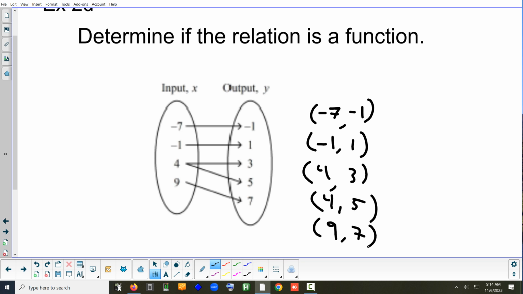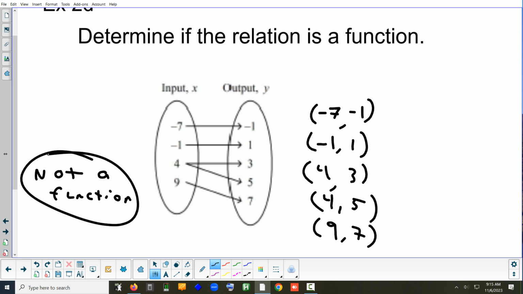So this diagram on the left is exactly the same as giving you these coordinates on the right. Now this one is a problem. Whenever you have two lines coming out of the same number on the left side, that means this number is going to be used twice, for 3 and for 5. So that tells you whether or not we have a function. What do you think? It's not a function, because the number 4 is repeated.